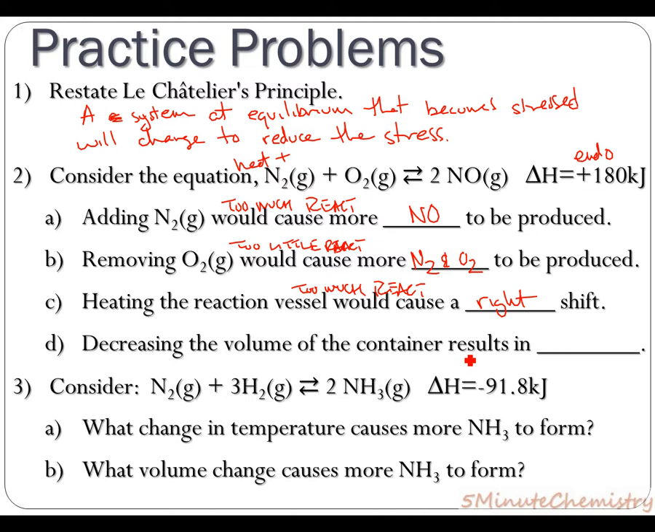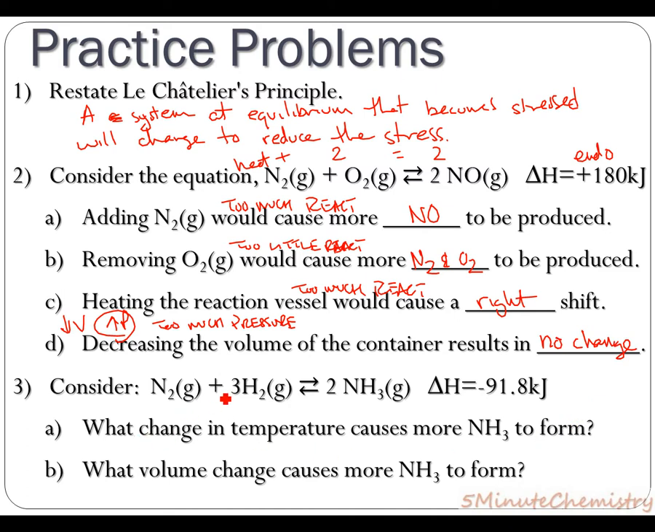Decreasing the volume of the container results in blank. So now decreasing volume, we've got to think of it this way. Less volume means more pressure. This is my stress. I have too much pressure. The way that I alleviate the pressure is by shifting to make fewer moles. Here I have 1 and 1 for 2 moles. Here I have 2 moles. So actually in this situation, there's no way for the equilibrium to decrease its own pressure because it has the same number of moles either way. So decreasing the volume of the container results in no change.